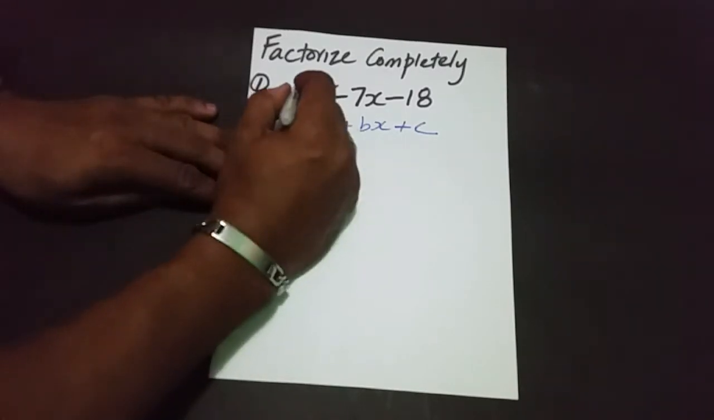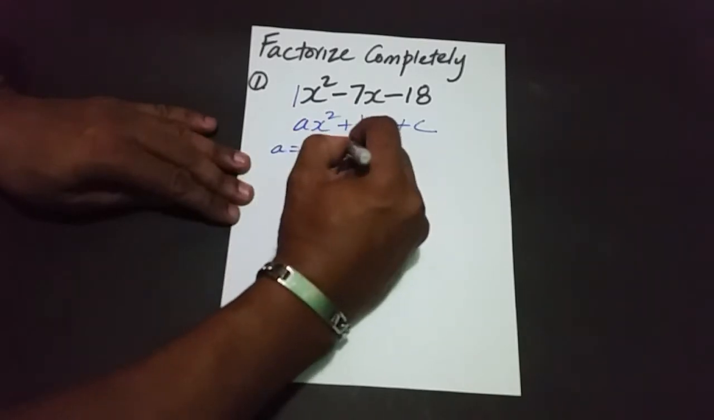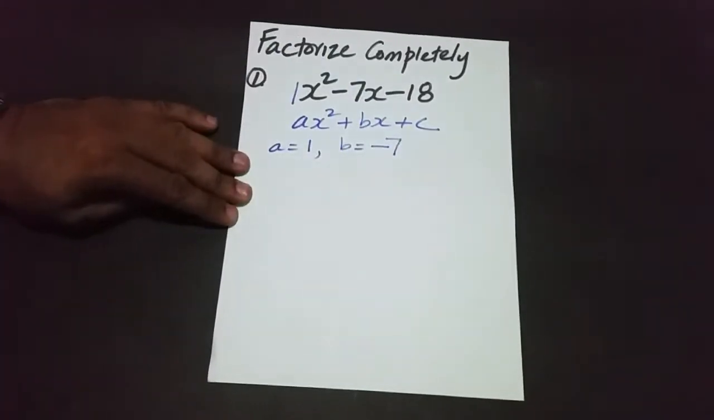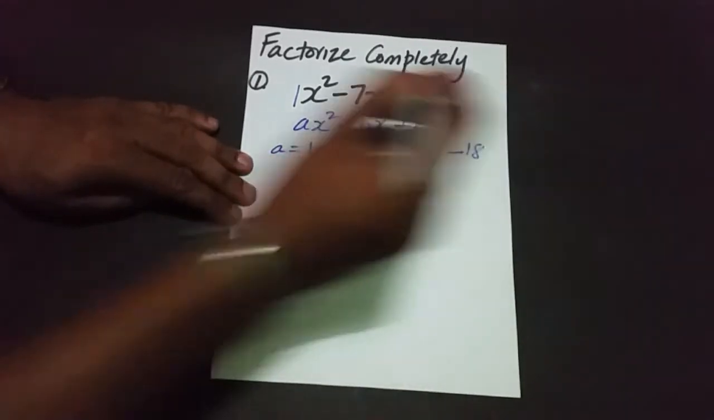So from this, remember, 1 comes there. So the value of A is simply 1. The value of B is simply negative 7. Watch the sign in front of the number. And C is negative 18.